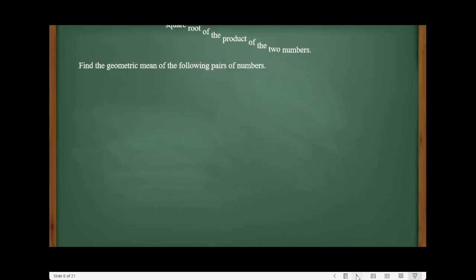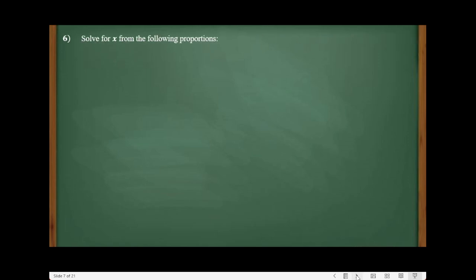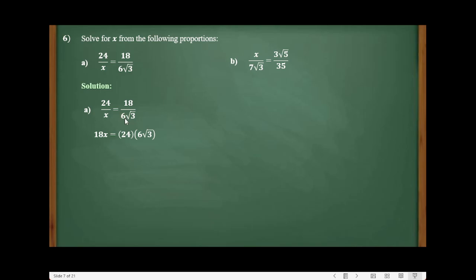Next, we go to number 6. Solve for x from the following properties. So under number 6, we have two items. First, we have letter A. 24 over x is equal to 18 over 6 square root of 3. So what do we do? Okay, so we do the cross product method. You multiply 24 by 6 square root of 3. And this is the result.